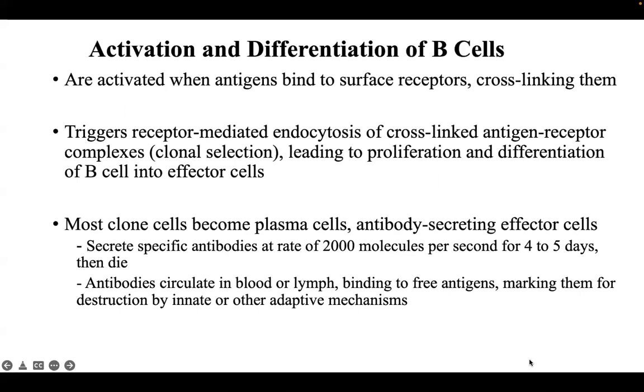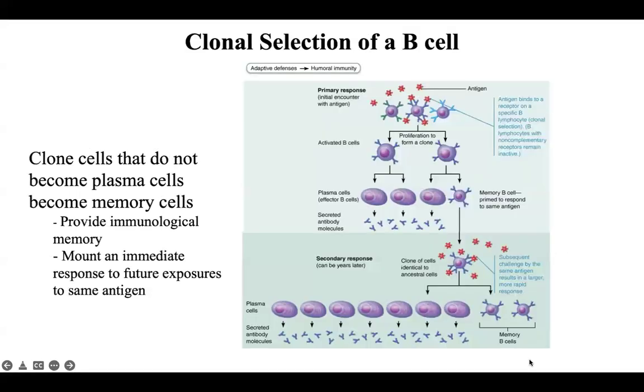B cells are activated when antigens bind to them, cross-linking them. This triggers the receptor-mediated responses, and then they create effector cells, and clonal cells are produced. Okay. So we'll come back to this. So this is the whole process.